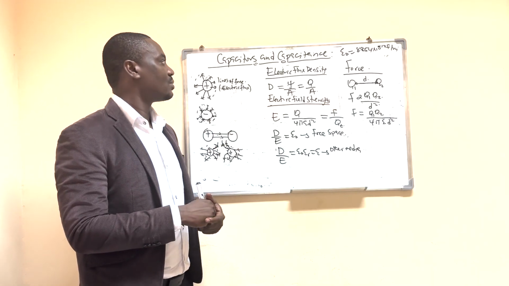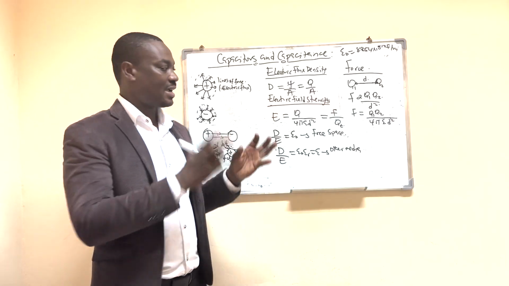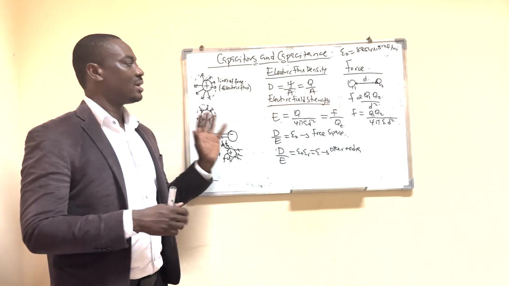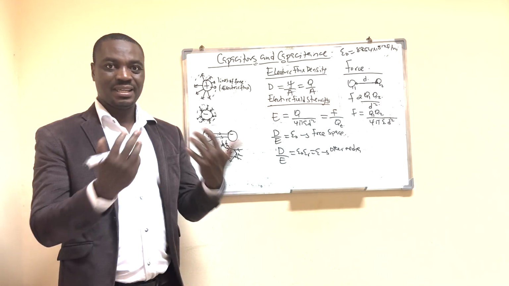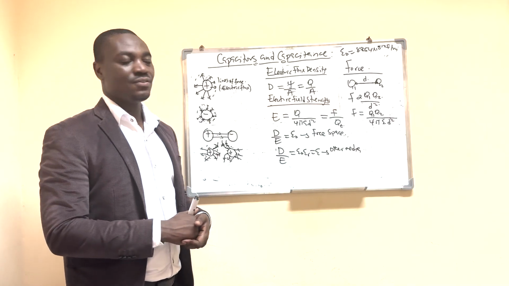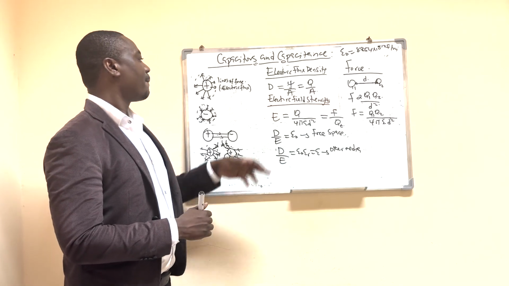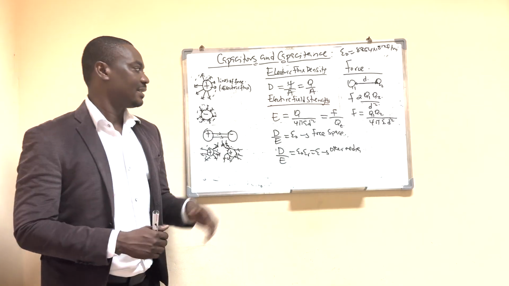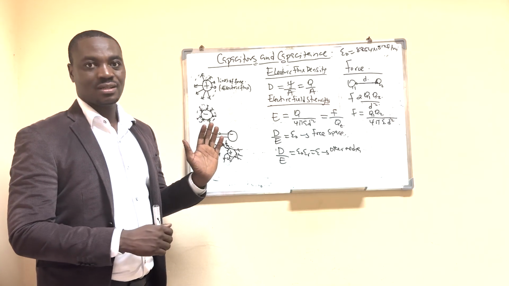When it comes to capacitors, a capacitor is simply a device that is used to store electrical charges. So in order to understand what a capacitor is, we have to start by understanding what a charge is. If I have a charge, for example a positive charge, there is going to be an electric field around such a charge.